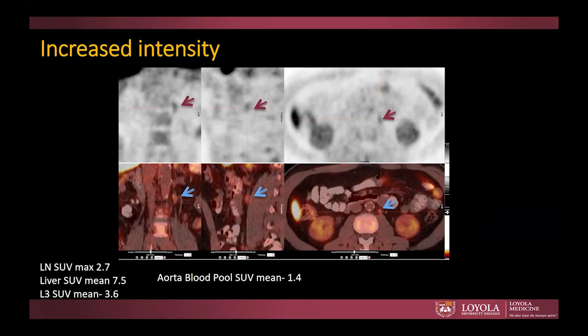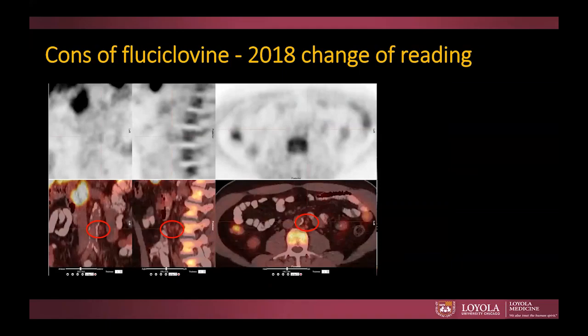And you can see that the uptake is in fact equal to marrow, and it is by visualization, not based on numbers, by the way. If you look at the numbers, it's not. But if you look at the uptake, it is equal to marrow. It is significantly above that of the aorta, and therefore considered to be suspicious for malignancy.